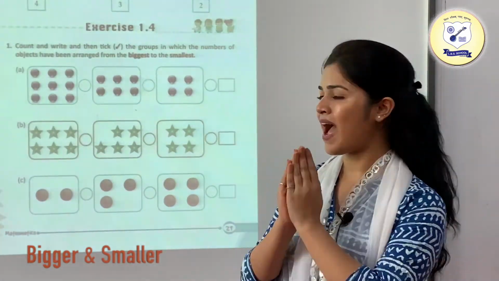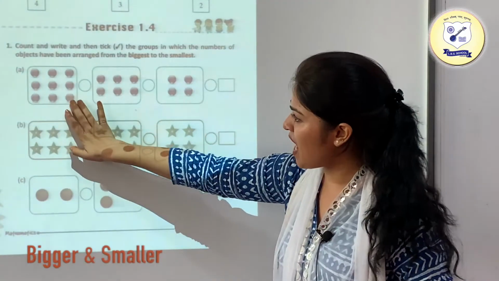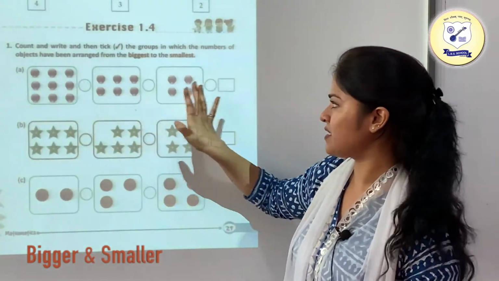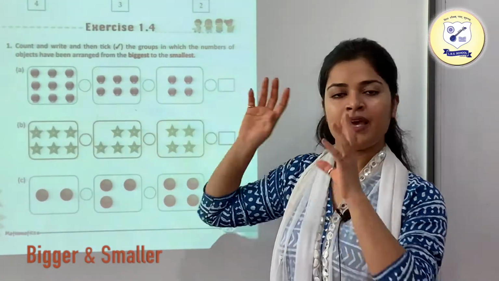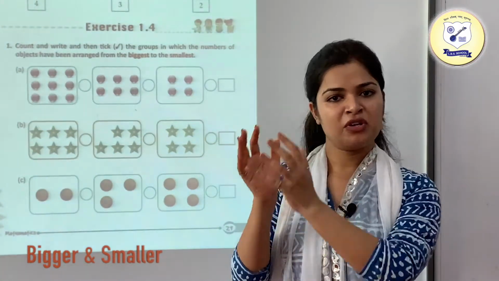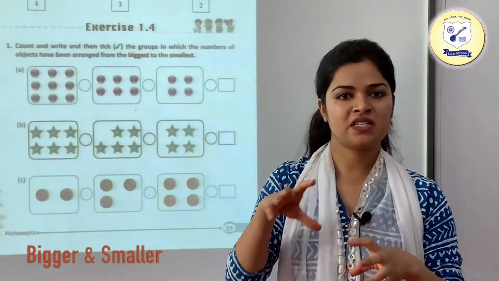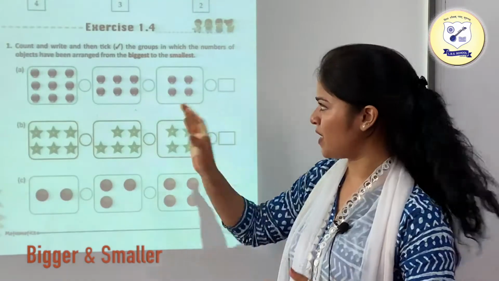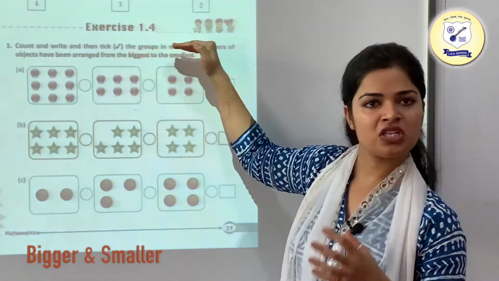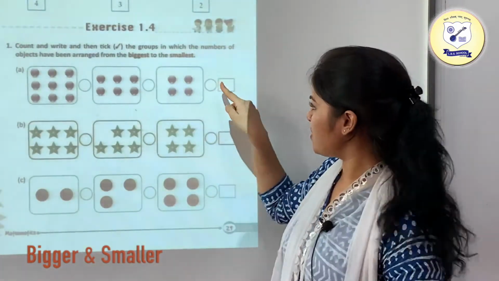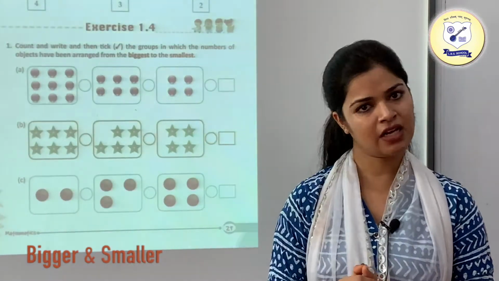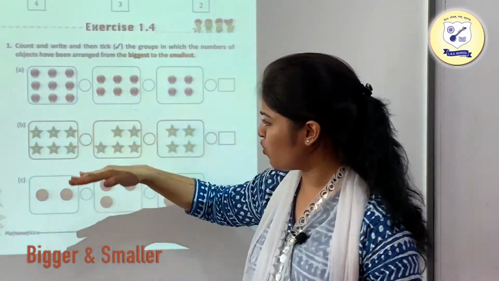So just compare and just look at this, that we were having 9 over here, after that we are having 6 and after that we are having 4. As you can see that these pictures are being arranged in a proper sequence from bigger to smallest. So yes, they are arranged in biggest to the smallest sequence. So we are just going to put a tick in this rectangular box. Similarly, just move to the another question.